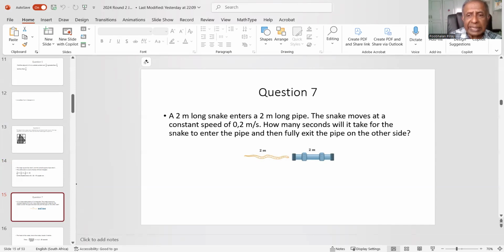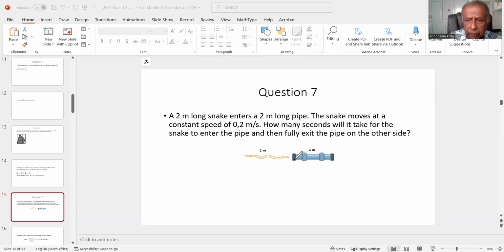A 2-meter long snake enters the long pipe. All right, so let's draw this. Oh, there's a pipe here. All right, so the snake here, it enters this thing. How many seconds? Oh, its speed is 0.2 meters per second. All right, so it goes into this pipe here. It travels at 0.2. How many seconds will it take for the snake to enter the pipe and then fully exit the pipe on the other side?